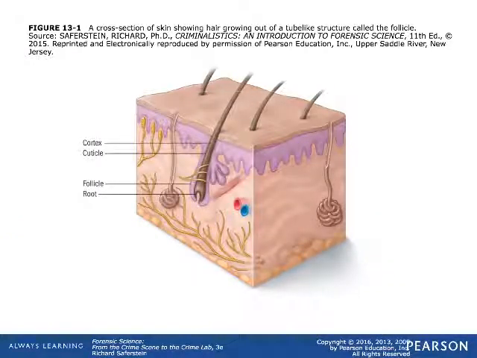Okay, so the book has a picture of skin, a cross-section through skin, and it shows the hair growing out of the follicle. The follicle is kind of like a tube, and the tube goes down into the dermis, and then the hair grows out of there. There are nerves around it, so when you pull your hair, you can feel what's going on.